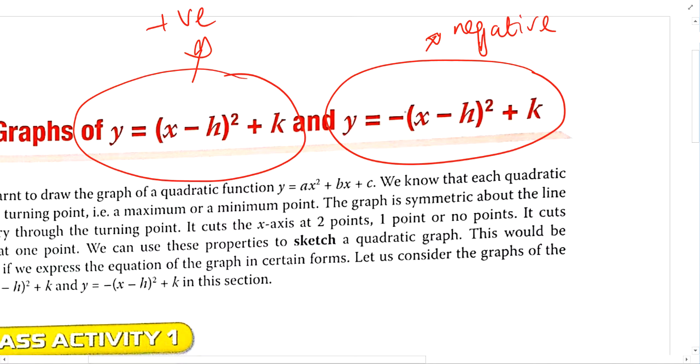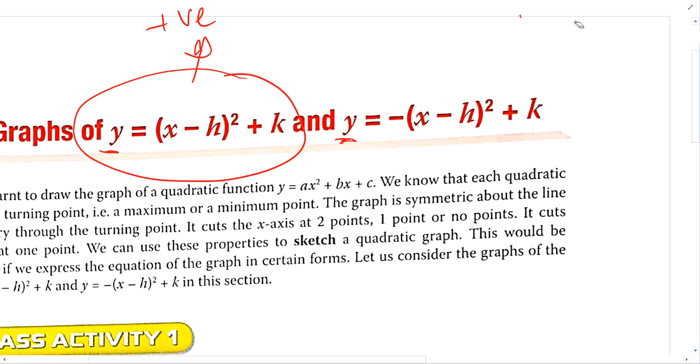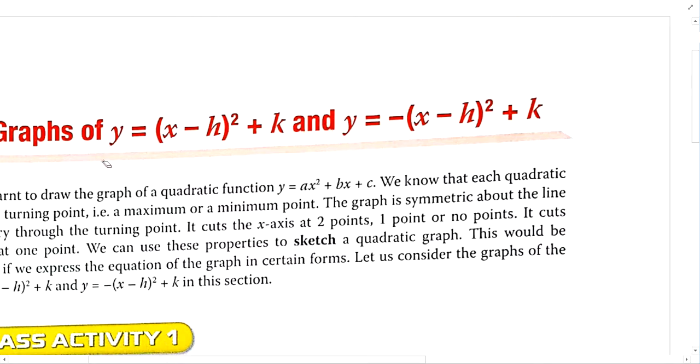Why not? After you open the bracket, things may change, right? Because this y value can be positive, can be negative, depending on the value of x. This y value can be positive, can be negative, depending on the value of x also. And of course, there are so many other unknowns over there: the value of h, the value of k. But what we can see, the difference between these two is there is a negative sign outside the perfect square.